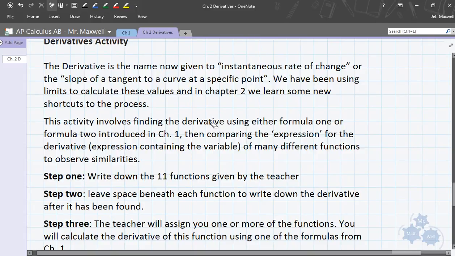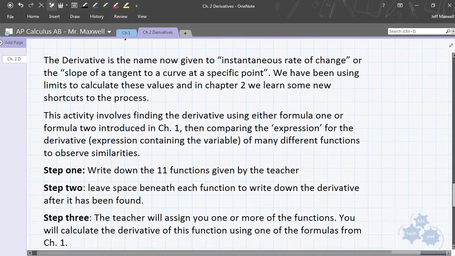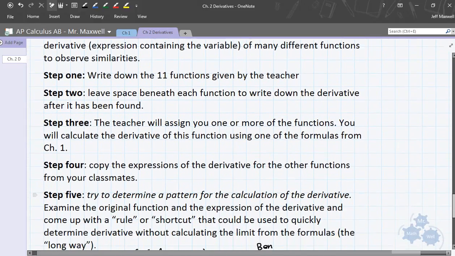This activity involves finding the derivative using the formulas that we studied in Chapter 1, but the goal is to compare the original functions with the expressions for their derivatives. And that is the expression of what the instantaneous rate of change would be, as an expression including the original variable, for many different functions, to observe similarities and to try and identify a pattern and to try and uncover the rules that we're going to be talking about. So there's a few steps here.